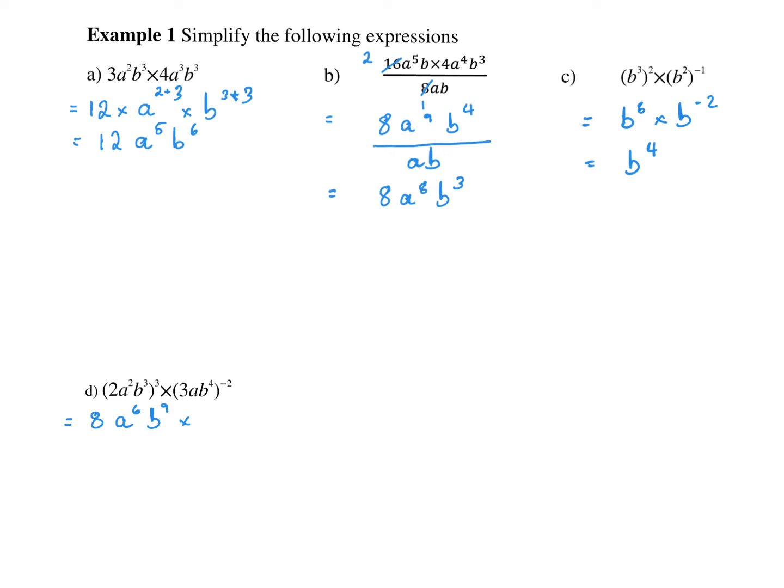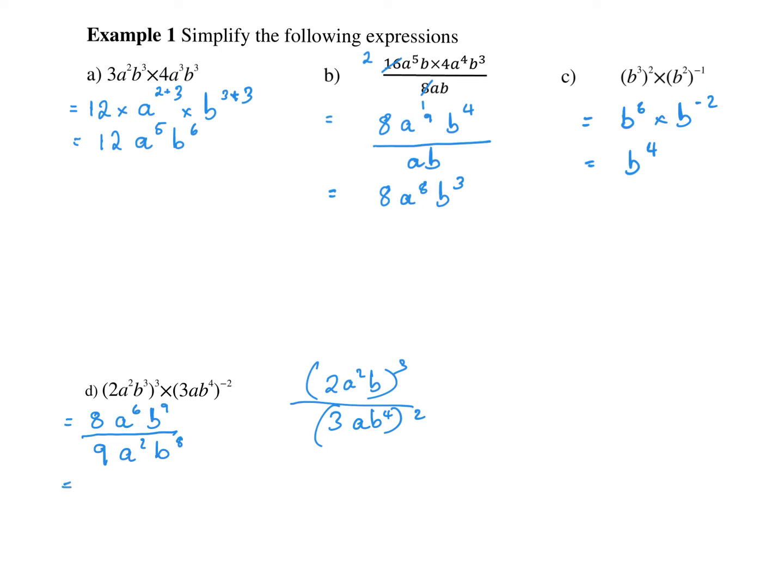So what I might actually do here, instead of saying times, because it's to the power of negative 2, this could actually have been written as 2a squared b cubed over 3ab to the 4 squared, because when you bring the negative power down the bottom, then it becomes a positive. So now I can write this like this. So over, so 3 squared is 9, a to the power of 2 and b to the power of 8.